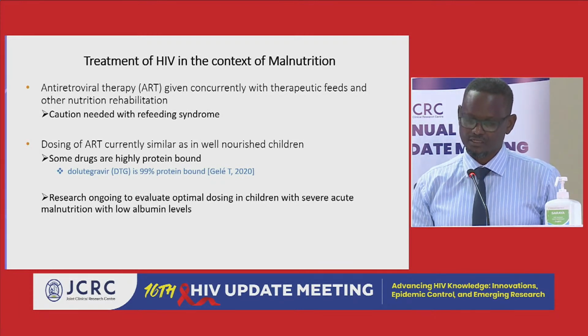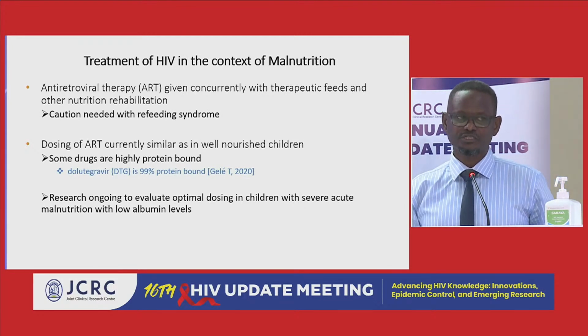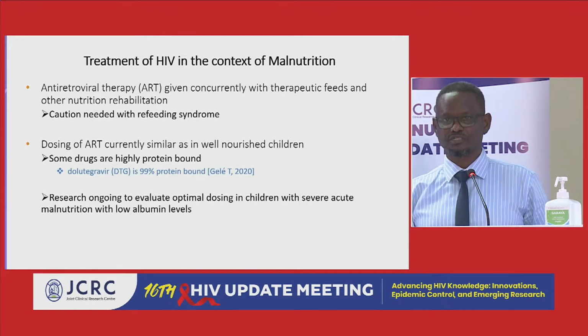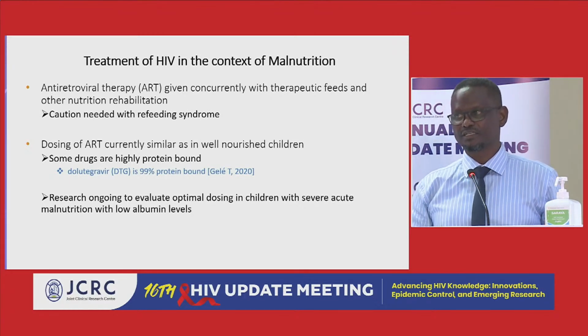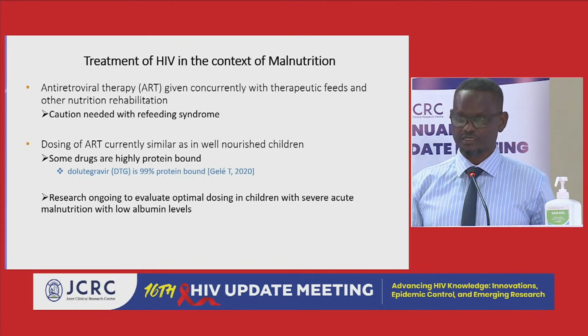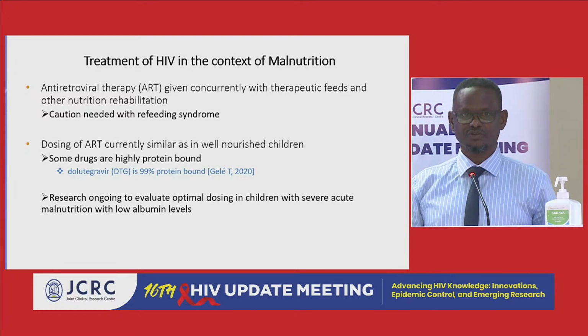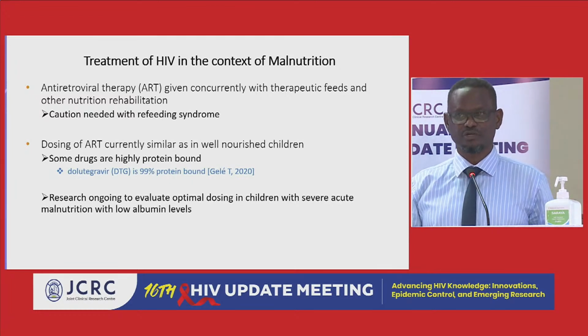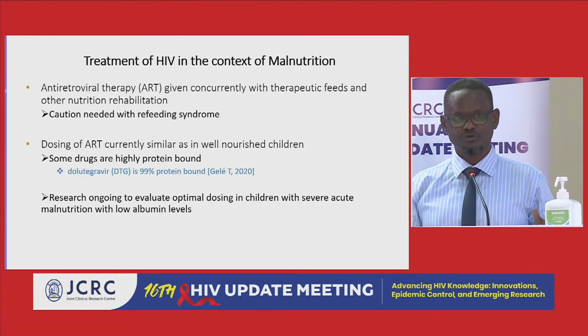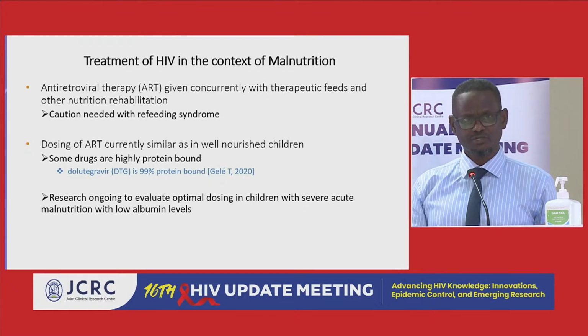Now the dosing that is given does not take into consideration whether the child is malnourished or not. It's weight-bound dosing. So a child of 5 kilograms who is malnourished and a child who is 5 kilograms who is not malnourished all receive the same dose of drug. So that means if, for example, a 1-year-old who is 10 kilograms is not malnourished, and probably a 4-year-old who is very malnourished and is also 10 kilograms, will receive the same dose.